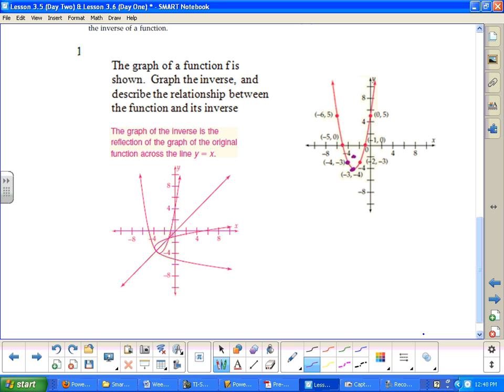This one here is (-5, 0), so it would be at (0, -5). This one here is at (-1, 0), so it would be at (0, -1). All right. And then we would have here (5, 0) and (5, -6).